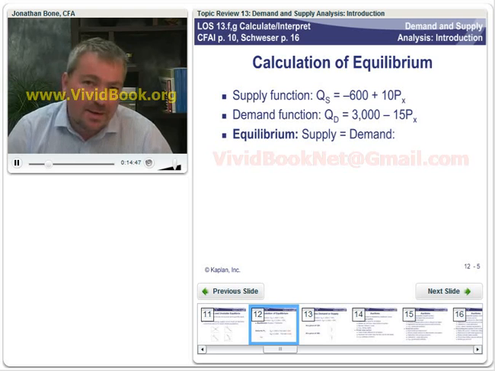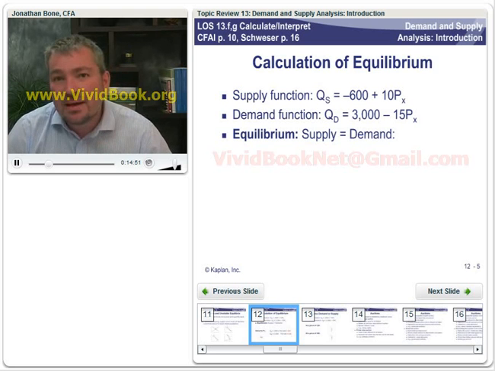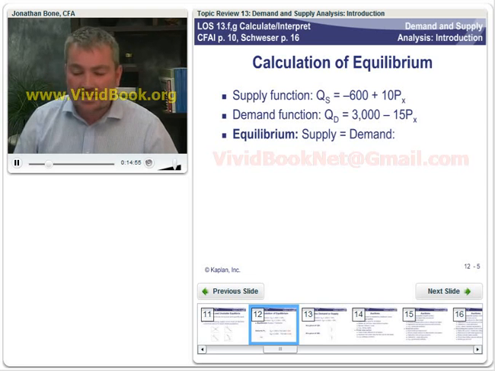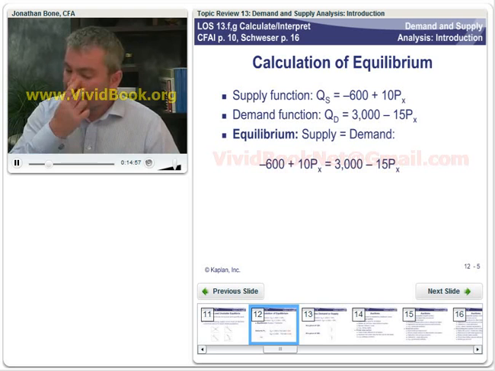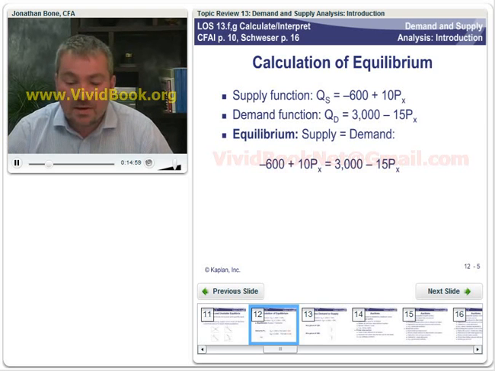Now, equilibrium, of course, is where supply equals demand. So all we're going to do is set those two formulas equal to one another and solve for Px. So here we are, setting them equal to each other. We're saying the quantity supplied must equal the quantity demanded. Now all we have to do is rearrange the equations and solve for Px.